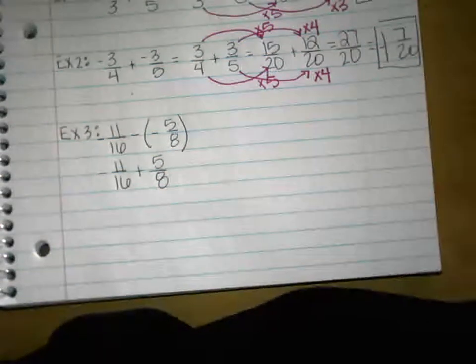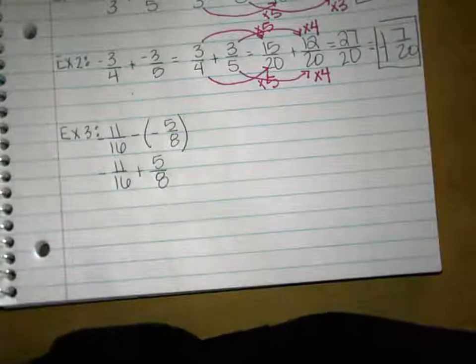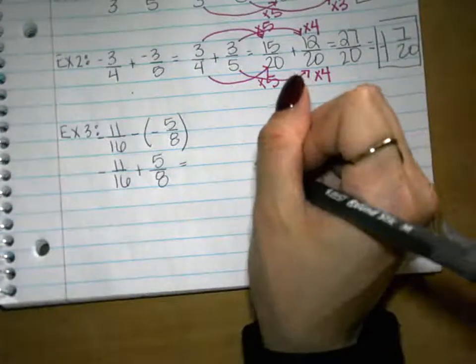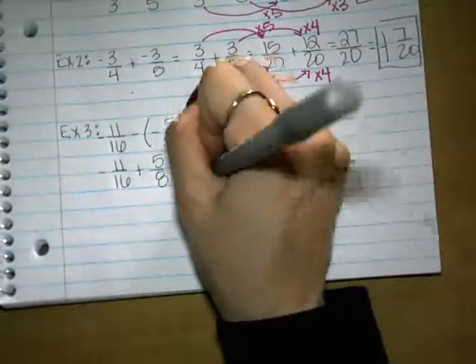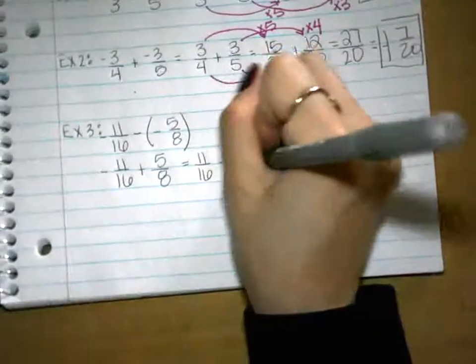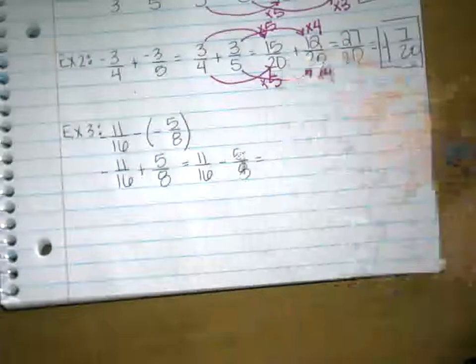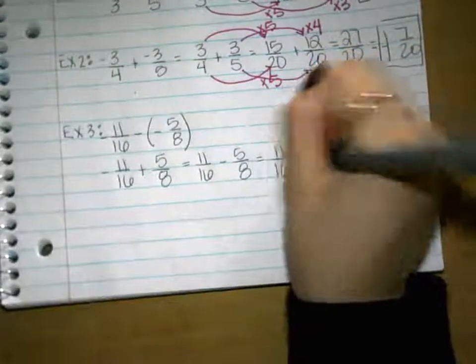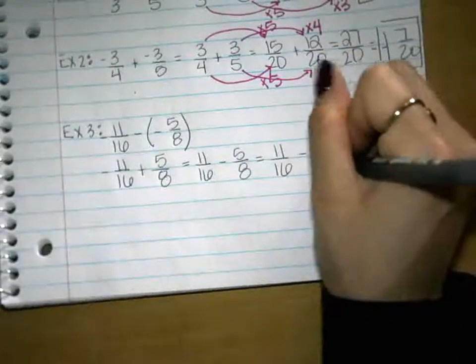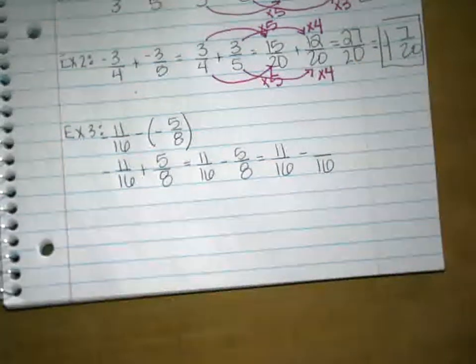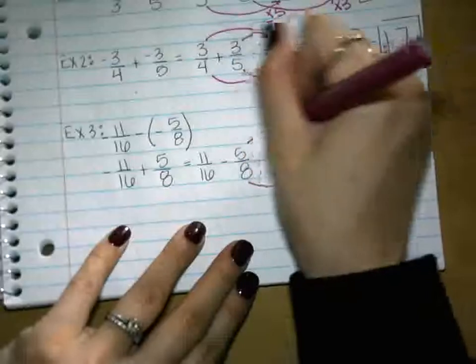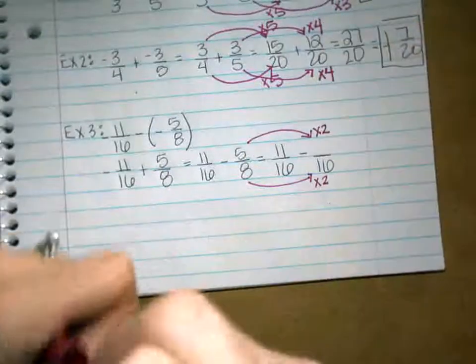So what operation am I going to do? Am I going to add or am I going to subtract? Good. So I'm going to do 11/16 minus 5/8. What's my common denominator? 16. So the first fraction gets to stay the same. The second fraction becomes what? What does it become, everyone? 16. Good.